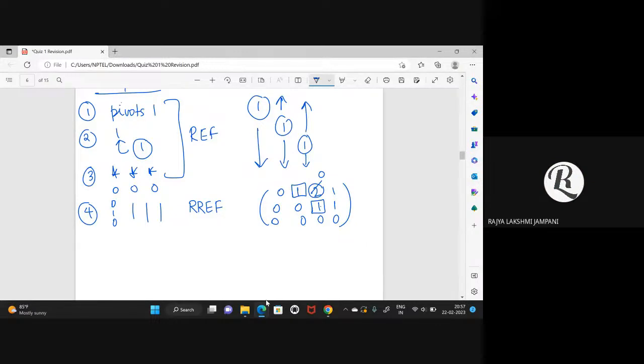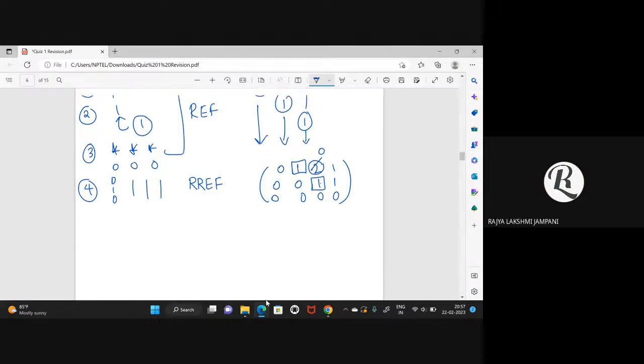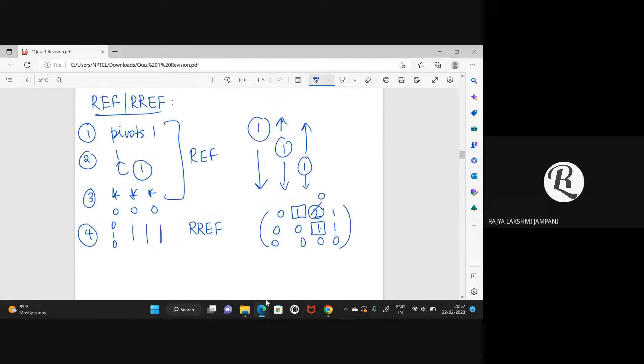Ma'am, if we reach row echelon form, is it guaranteed that we can derive reduced row echelon form also, or will it get stuck? Any matrix, you can always convert it into row echelon form and reduced row echelon form.